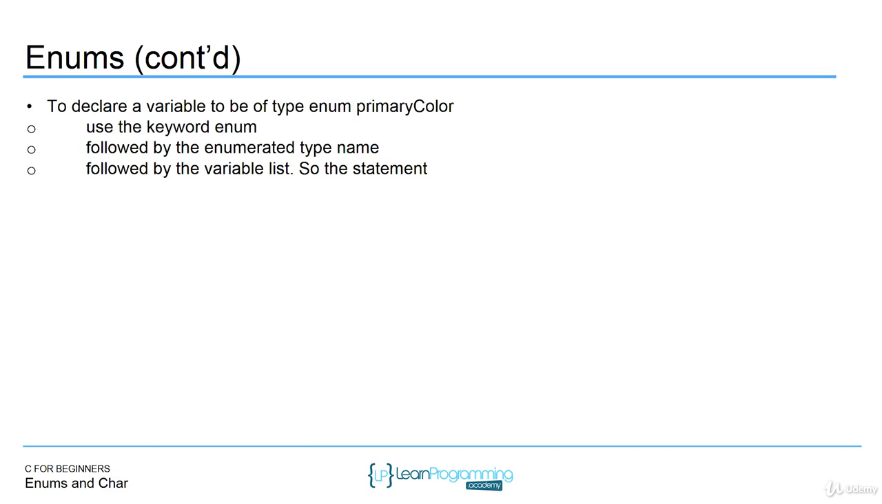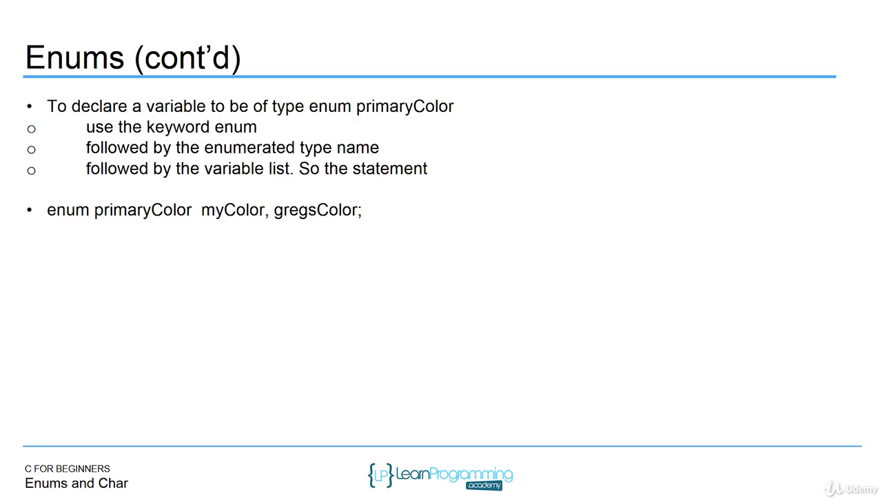After we've defined it, we can then declare a variable of this type, primaryColor. The way that we declare the variable now is we still use the enum keyword. We then have the name of the enum that we specified when we defined it. And then at the very end, we follow that with a variable list. So here's an example. We use the enum keyword. We have the name of the enum that we want to use, which is the one we just created, primaryColor. And then we just have names. So here we have two variables of type primaryColor, myColor and gregsColor.